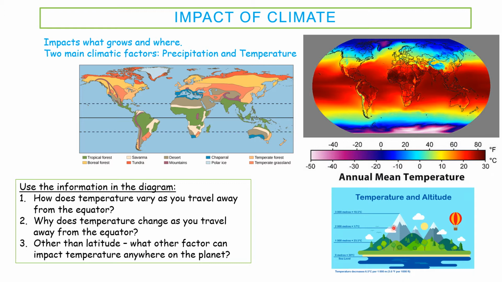Temperature changes because you've got less insolation from the sun, and therefore you have less of the sun's rays. And as well as latitude, altitude can also affect temperature. As you go up mountains, it gets colder due to the change in air pressure as you go up the mountain.